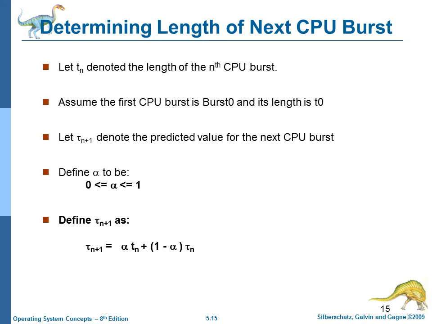Shortest job first can be either preemptive or non-preemptive. Preemption occurs when a new process arrives in the ready queue that has a predicted burst time shorter than the time remaining in the process whose burst is currently on the CPU. Preemptive shortest job first is sometimes referred to as shortest remaining time first scheduling.